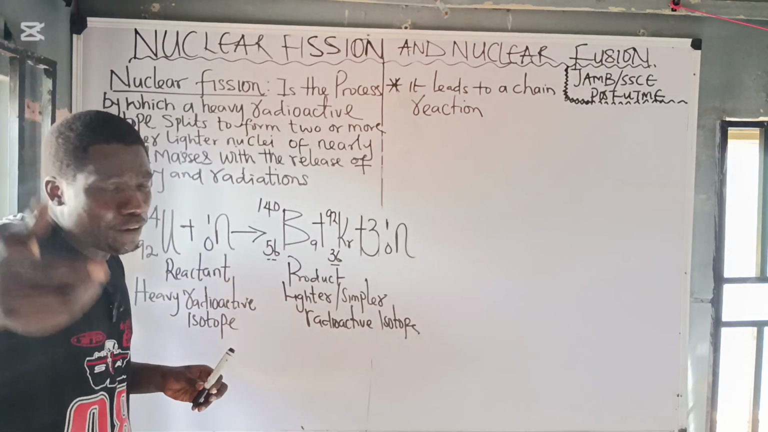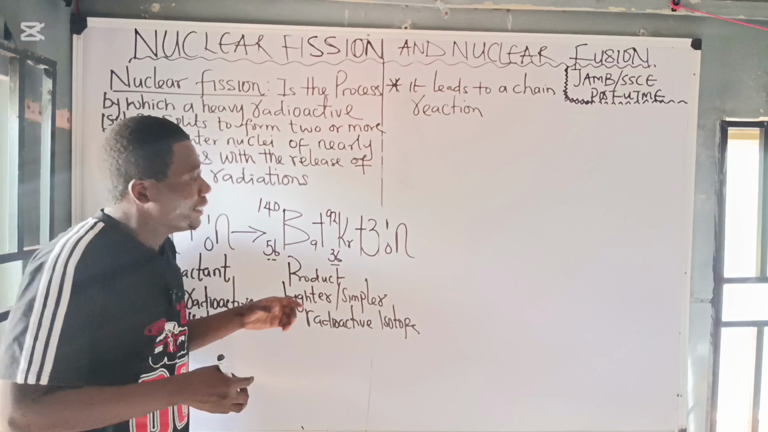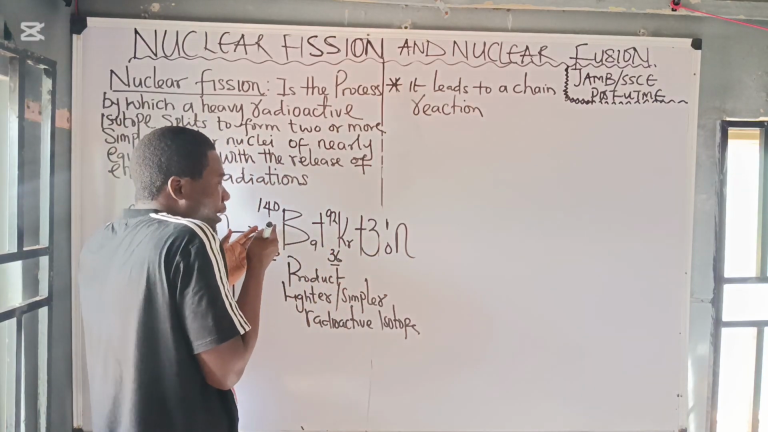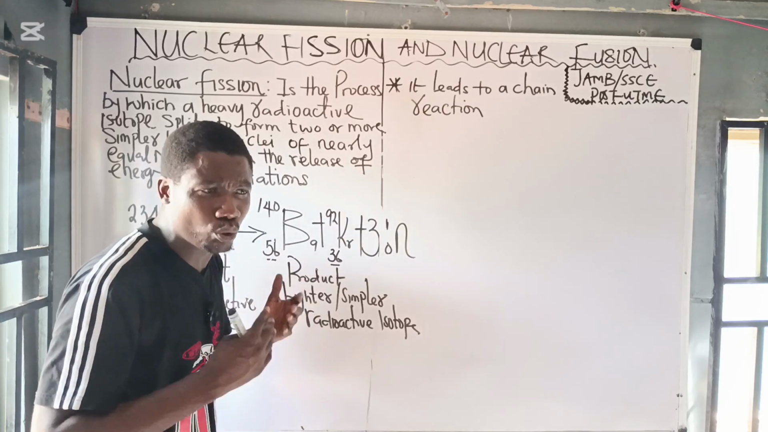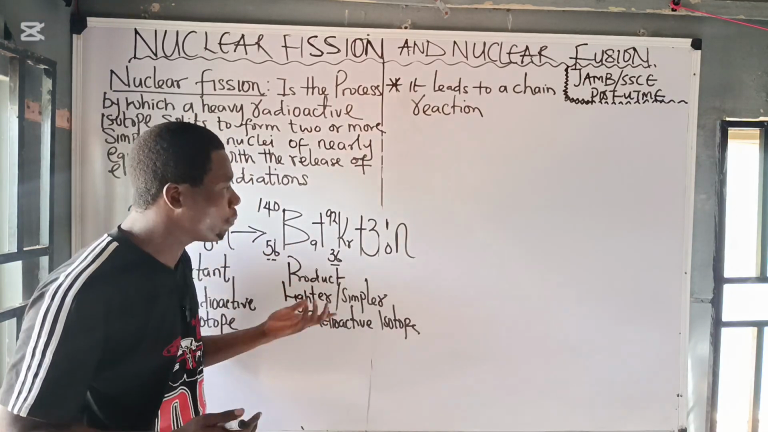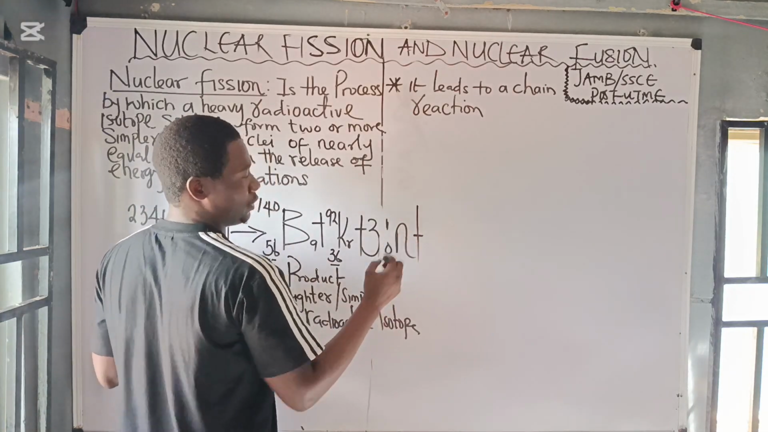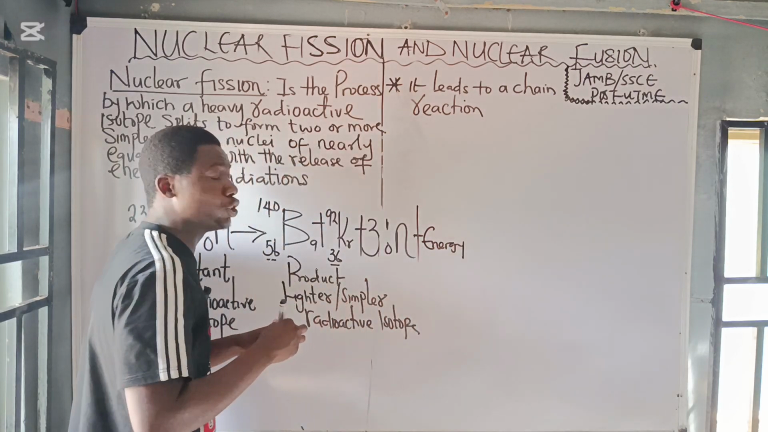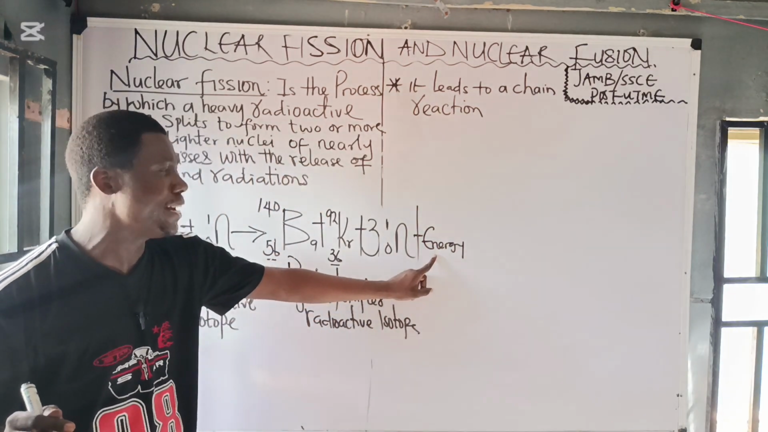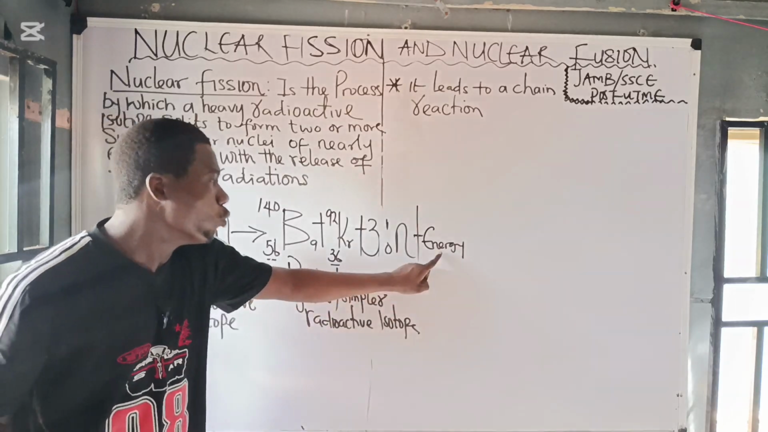Now, due to the fact that more neutrons are produced, this one will further bombard barium and krypton, and more of what? Lighter nuclei will be formed. And when this happens, energy will be emitted. Energy, which we refer to as nuclear energy, or you can say radiations, will be emitted.